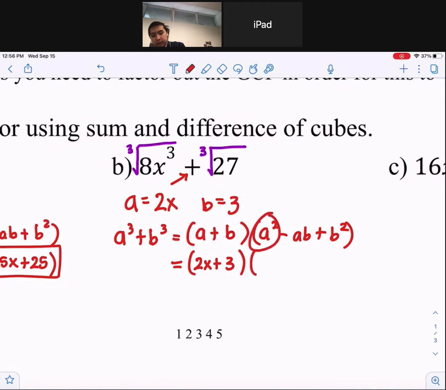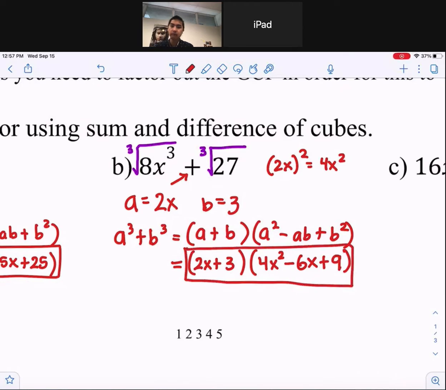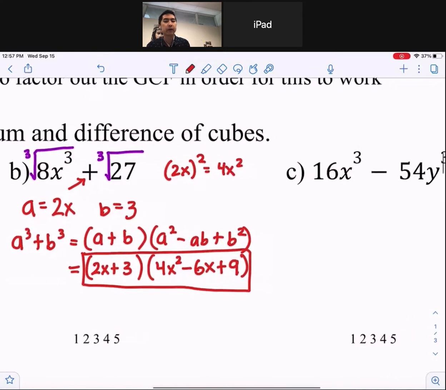Now, when we plug in 2x into there, you guys, it really looks like this, right? But 2x to the second power, that's 4x to the second. So 4x to the second, minus, what is our a times our b? a times b is 6x, plus, what's our b squared? Well, what's 3 to the second power? 9. And there's your factors. So memorizing the formula is going to be the hardest part. Otherwise, you guys just take the cube root, get your a and b, and then plug in a and b into the formula.